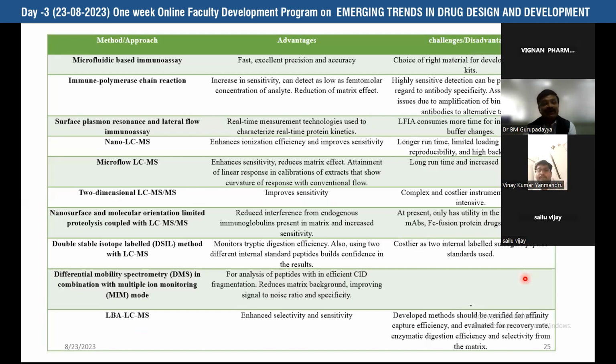And when you go for immuno polymerase chain reactions, that is again the best method for the quantification of your DNA and RNA, which increases the sensitivity and can detect lower femtomolar concentrations. Okay, and many of these methods were already repeated here, so I am not taking more time on them.